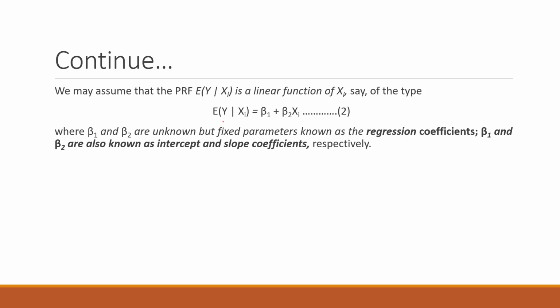Now this expected value of y for the given value of xi, which was f(xi), I'll represent by a linear equation. Beta 1 and beta 2 are fixed parameters known as regression coefficients. This is known as the intercept and this is known as the slope.